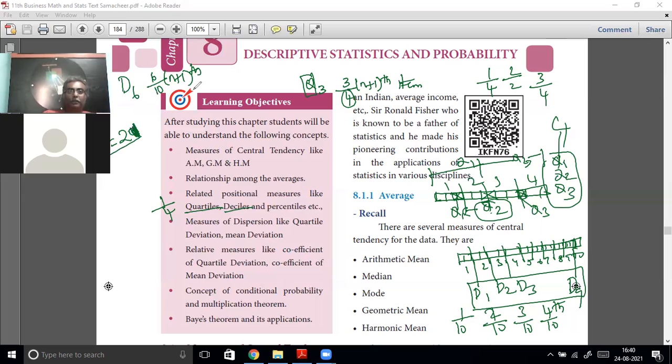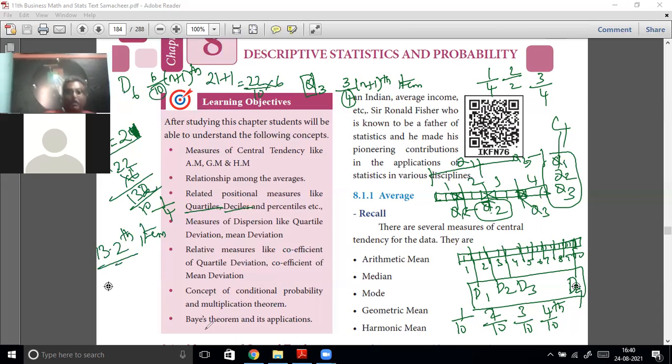Suppose in a piece of data there are 21 items. N plus 1 will be 21 plus 1, that will be 22. 22 by 10 into 6. What is 22 into 6? It is 132. Then there is the 10 below. 132 by 10 means the 13.2th item.